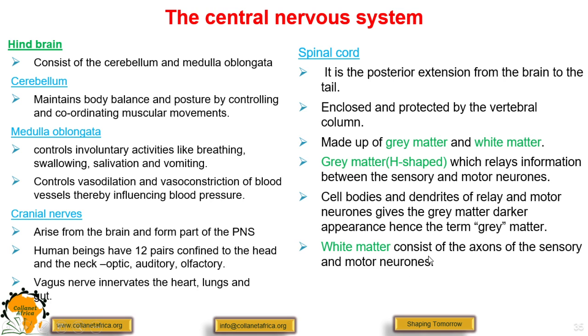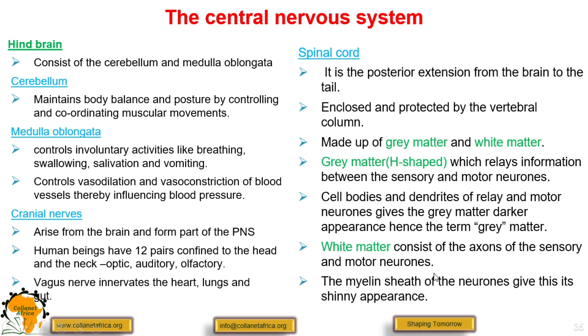White matter, on the other hand, consists of the axons of the sensory and motor neurons. The myelin sheath of neurons gives it a shiny appearance.